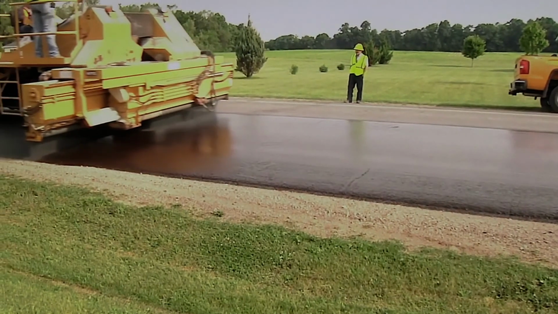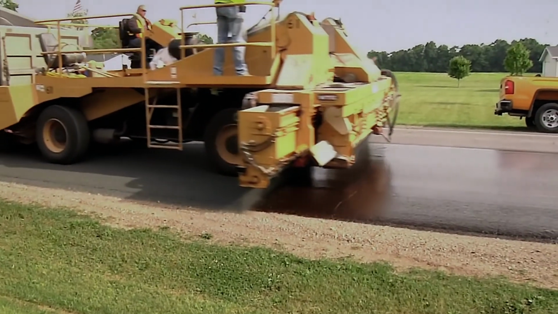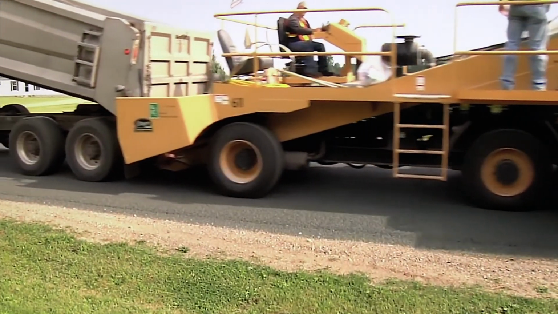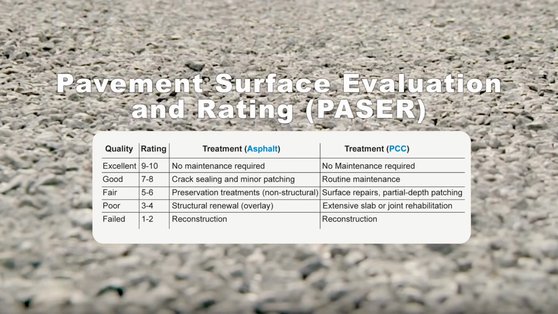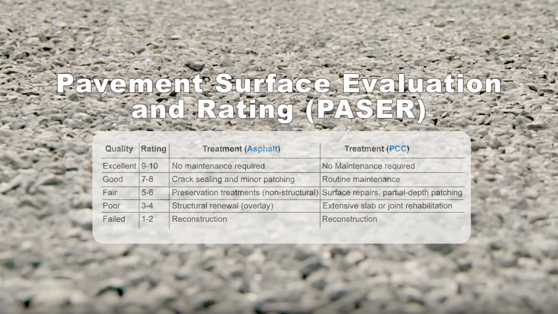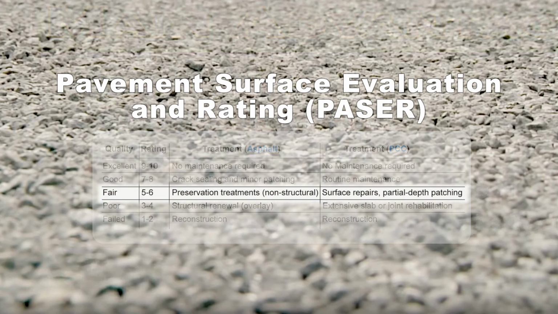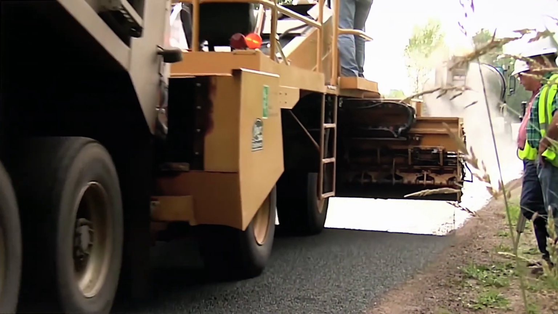In a typical application, a chip seal is performed as a preventative maintenance treatment on a pavement without any structural distress. Based on the pavement surface evaluation and rating scale of pavement condition, chip sealing is recommended for pavements that have a rating of 5 or 6. However, this may vary in certain cases. Such pavements are in the middle of their cycle of service life.